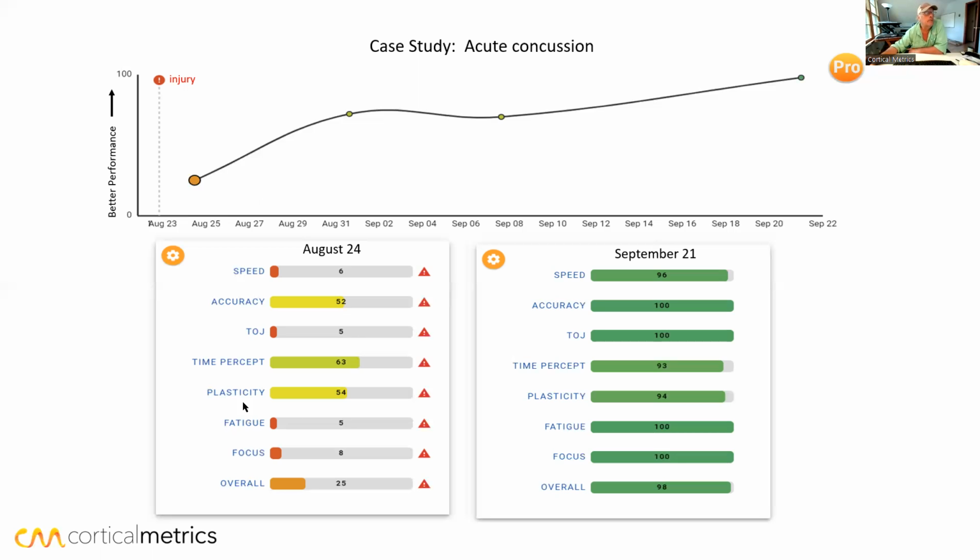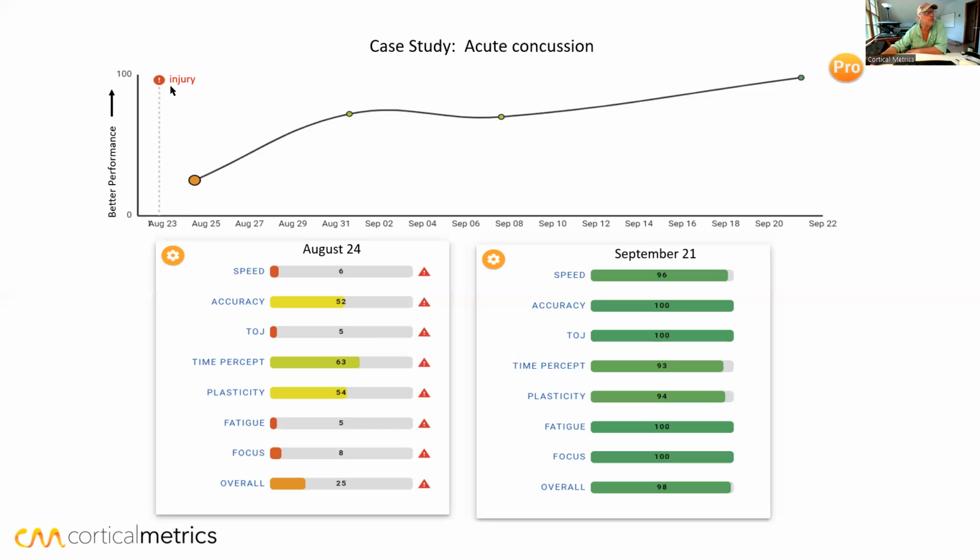Again, if you're not familiar with Brain Gauge metrics, red is bad, green is good. Short bars are bad, low numbers are bad. This is all scaled to normative data so that 0 is the worst score, 100 is the best score. Just like over here, 0 is the worst, 100 is the best. So better performance goes up between 0 and 100.